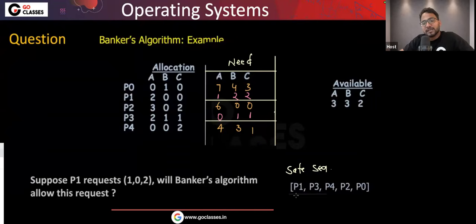Because the safe sequence is saying that even if P1 asks for the worst case, then also I can fulfill P1's need. Then go to the P3 need, then go to the P4 need, right? So if P1 is asking 102, why not? If P1 is even asking 122 completely, then also the system will be in a safe state. I mean, you do not need to do anything. Okay, you can directly tell, right?